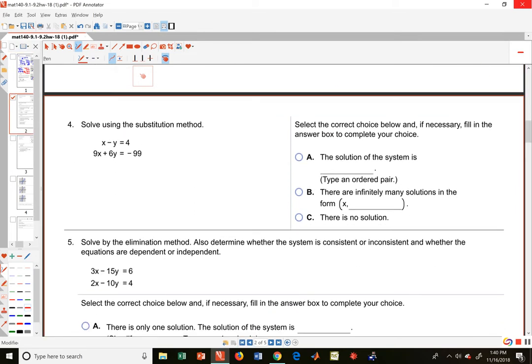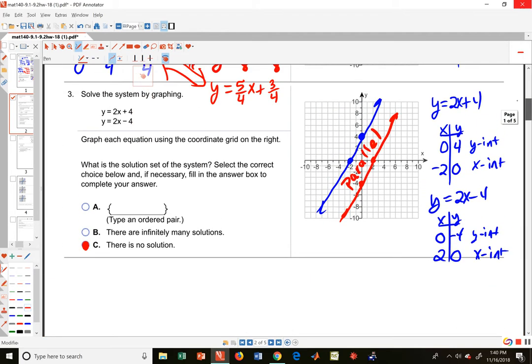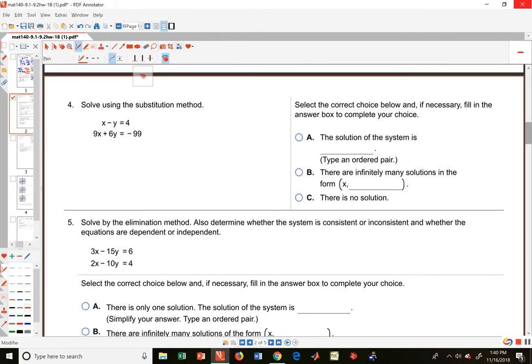All right, let's do another one. That was kind of like solved by graphing. And now we're going to solve by what's called substitution. So again, a system of equations, if they are parallel lines, then we'll get no solution. But we want to do this a little bit differently. So what we want to do is solve for one of the variables and substitute it into the other equation.